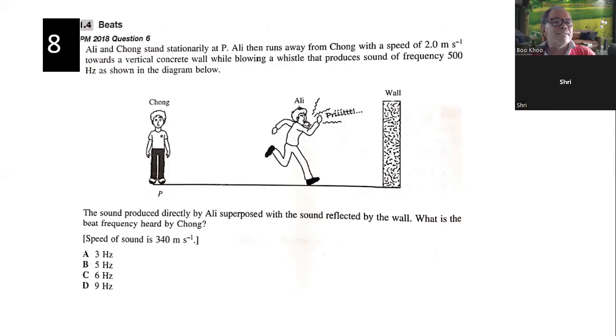Okay. Ali and Chong stand stationary at P. Ali then runs away from Chong with a speed of 2 meters per second towards a vertical concrete wall. That's your wall. While blowing a whistle that produces a sound of frequency 500 Hz as shown in the diagram below. The sound produced directly by Ali is superimposed with the sound reflected by the wall. What is the beat frequency heard by Chong?